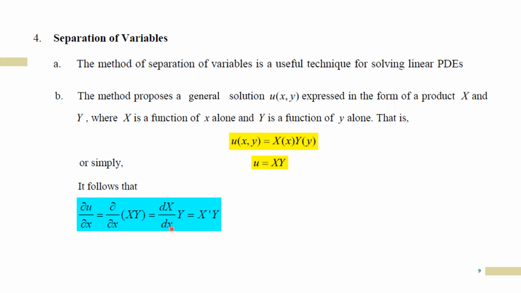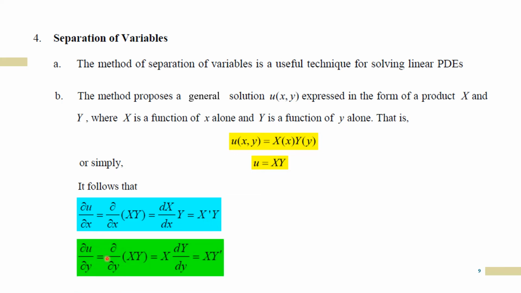Now at this stage, a single independent variable is involved, therefore it is sufficient to use the ordinary derivative in the form of dX/dx. In terms of the prime notation, dX/dx can be replaced by X prime, and therefore ∂u/∂x from partial derivative is reduced to an ordinary derivative in the form of X prime Y.